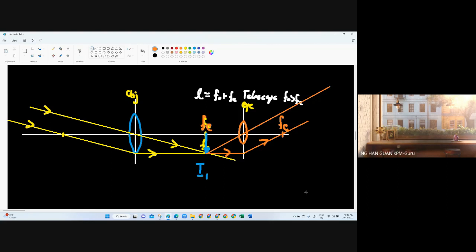Okay, so what happened is you notice that this one will be a parallel ray. So it means that the final image cannot be formed. We only get parallel rays entering the eyes. So what happened to this light ray, which is from this yellow one? We go straight forward here until this. So what happened to these ones?